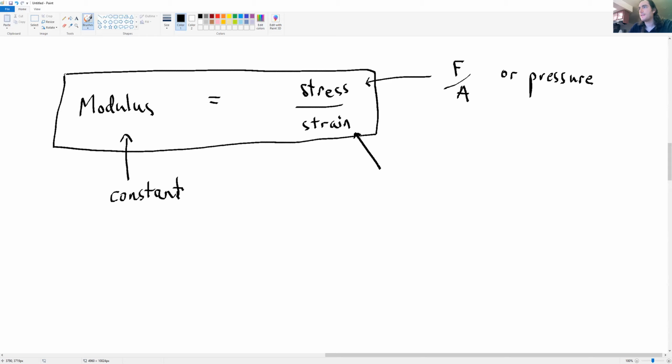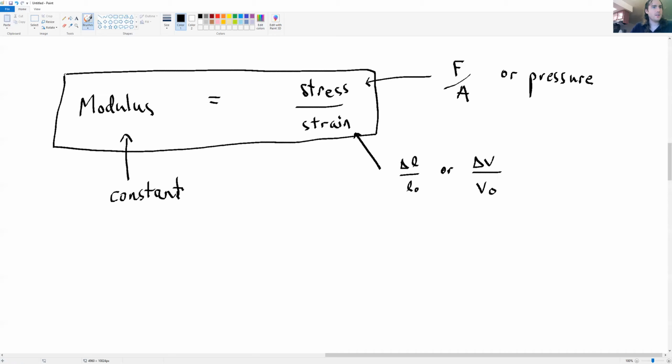And then strain is something like delta L over L0, or delta V over V0, something like that. Okay, so that's the idea here for this second chapter.